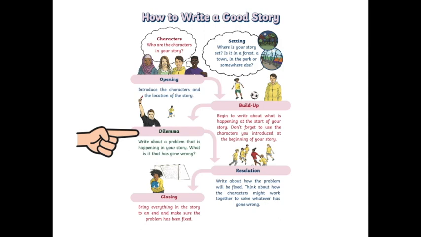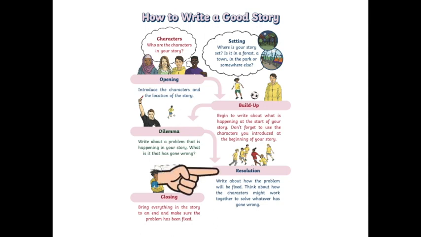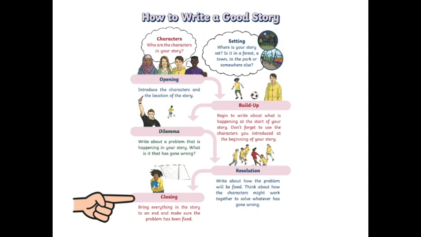Okay? So we started with an opening sentence. We started to build up the story. The characters meet a dilemma that they have to fix. And this is called a resolution. Okay? How do they overcome their challenges? How do they fix the dilemma and the problem in the story? So again, you have to use your imagination to make it interesting. And at the very end, we have a closing. Bring everything in the story to an end and make sure that the problem has been fixed.